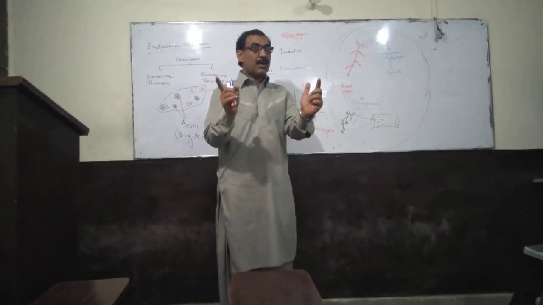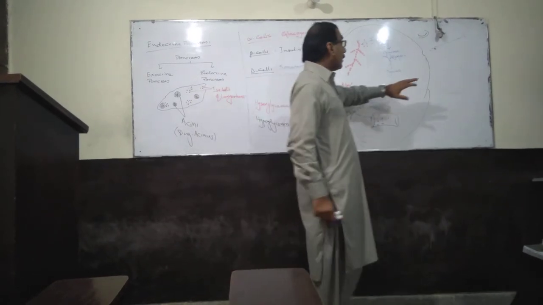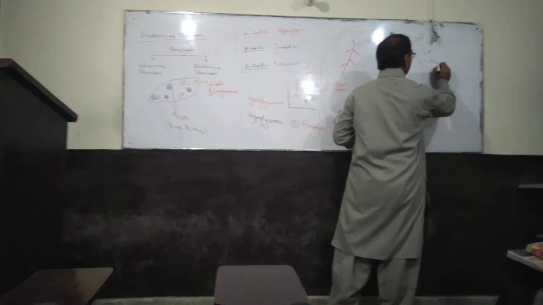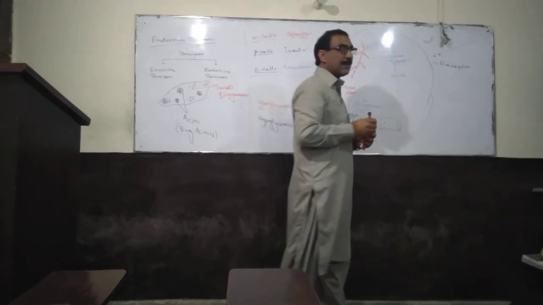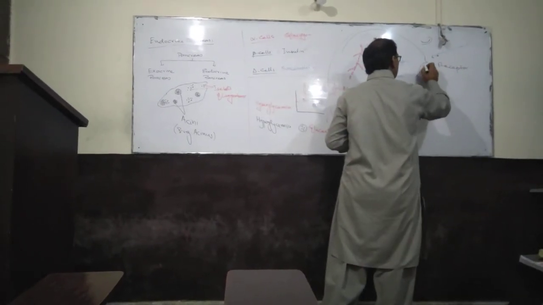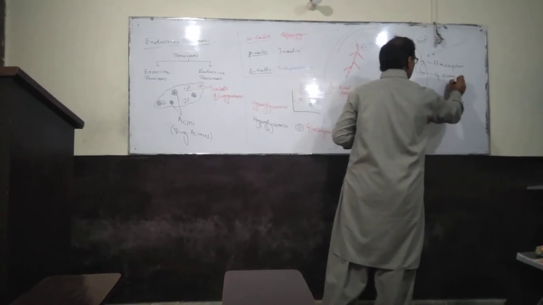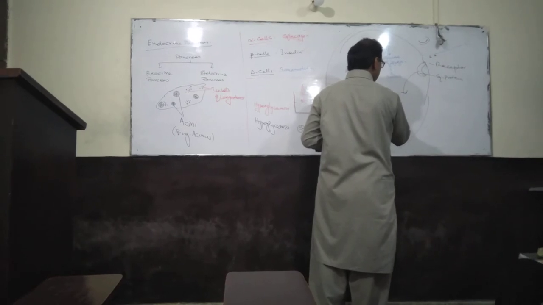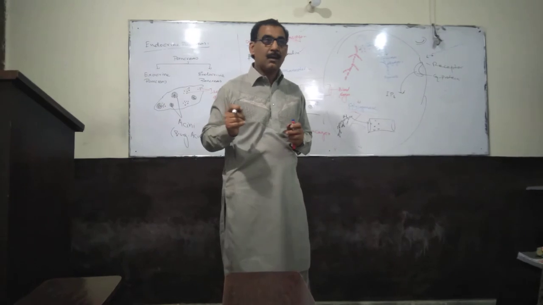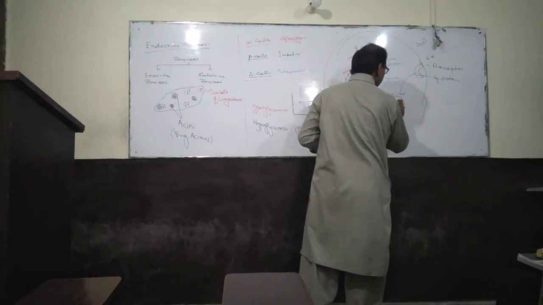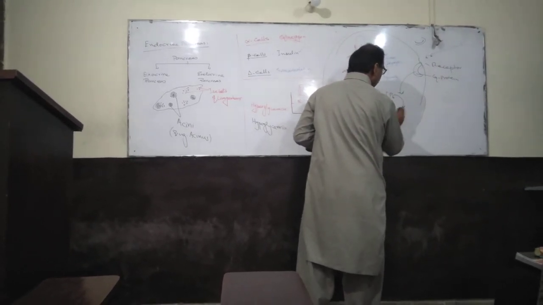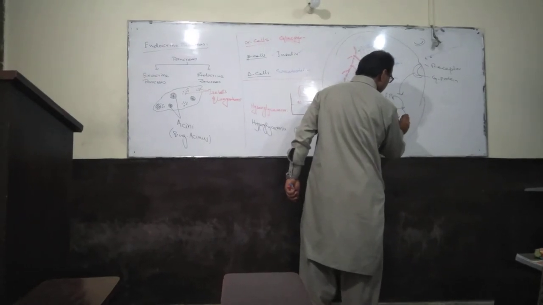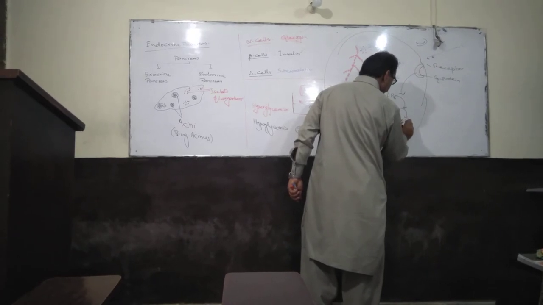Now, there is a short thing to be discussed here. Suppose this is an insulin molecule. That comes to a receptor molecule. That receptor activates the G protein molecule. G protein activates a second messenger. Suppose that is IP3. That would activate another messenger. That could convert ATP into ADP, cyclic AMP.